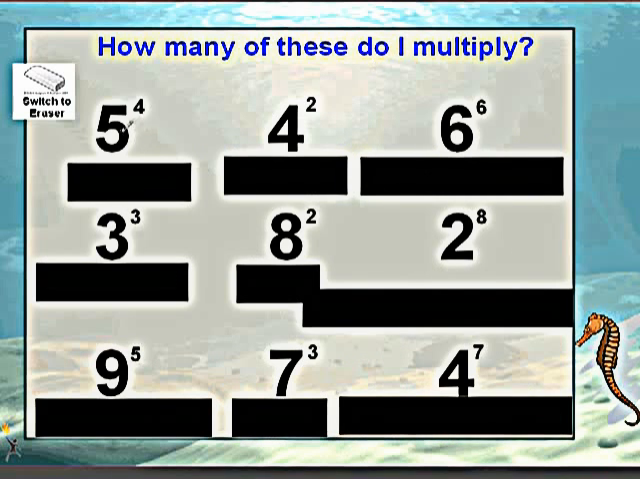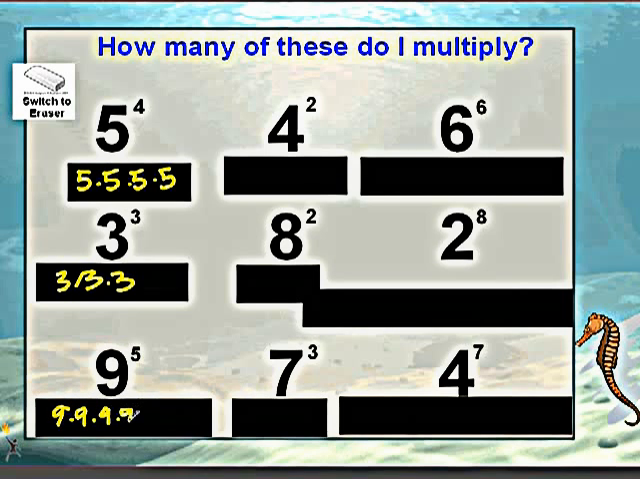Here are some problems. Let's just write down the meanings. This says 5 to the 4th power. So what this really means is 5 times 5 times 5 times 5. This right here is 3 to the 3rd power: 3 times 3 times 3. This here is 9 to the 5th power: 9 times 9 times 9 times 9 times 9.